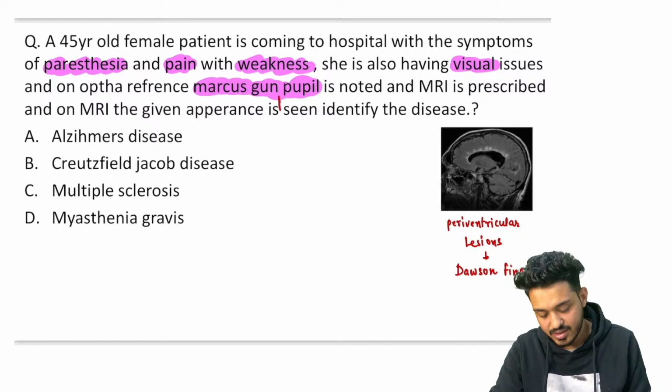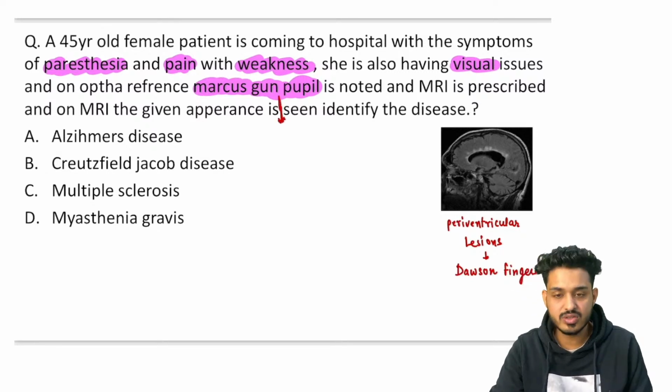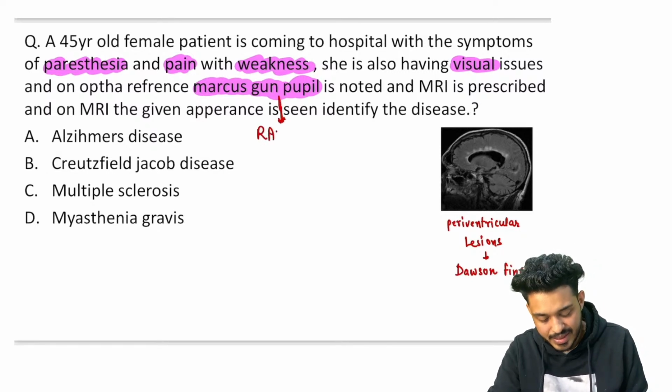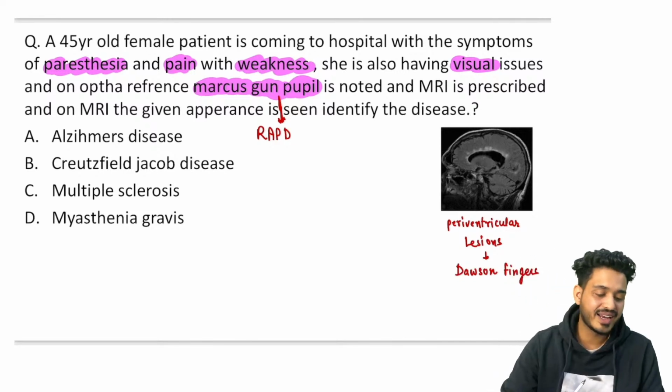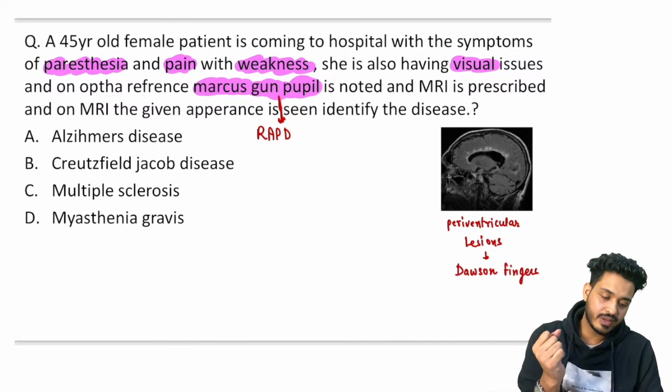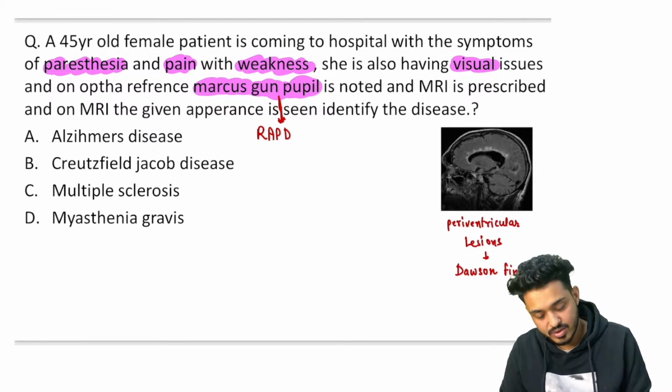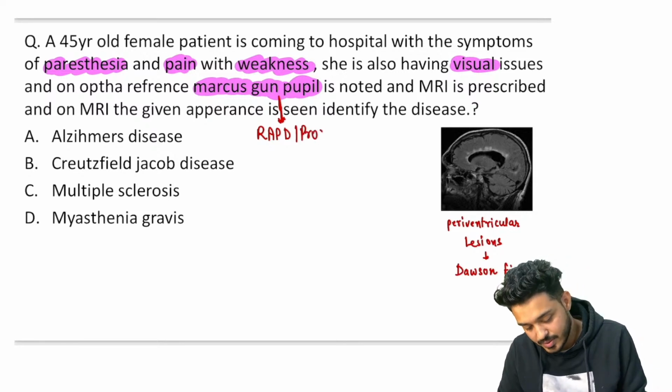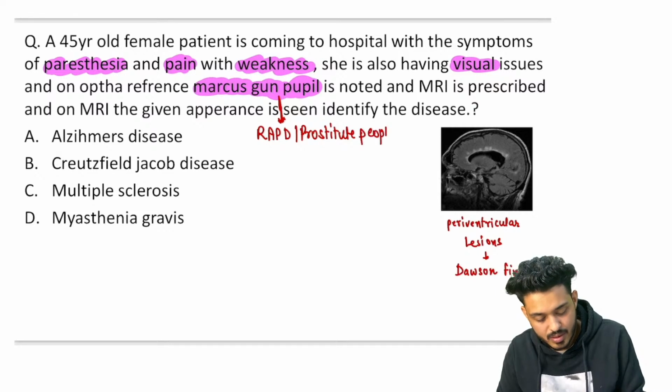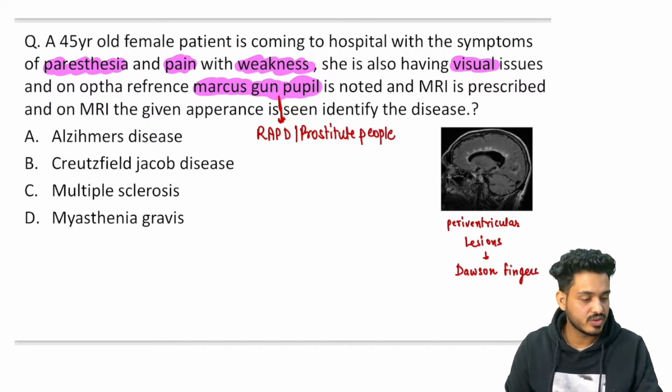And what is this Marcus Gunn pupil? This is also known as RAPD. RAPD is relative afferent pupillary defect. This is also known as prostitute's pupil, right?